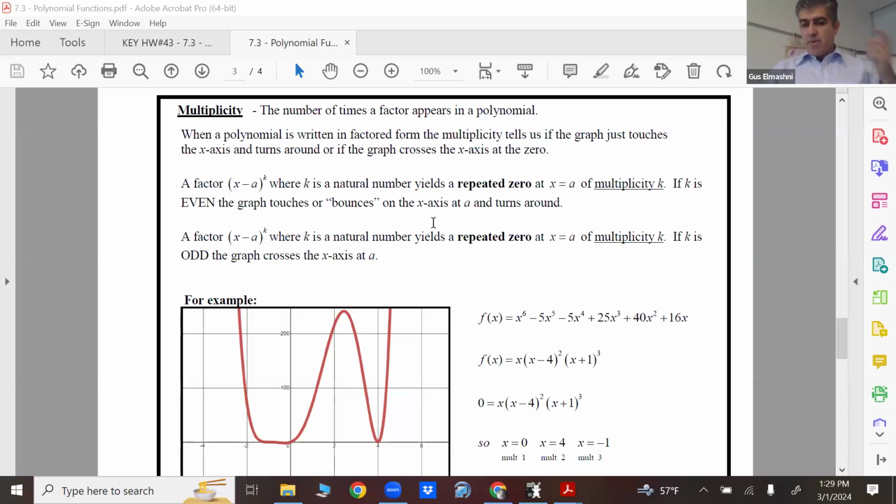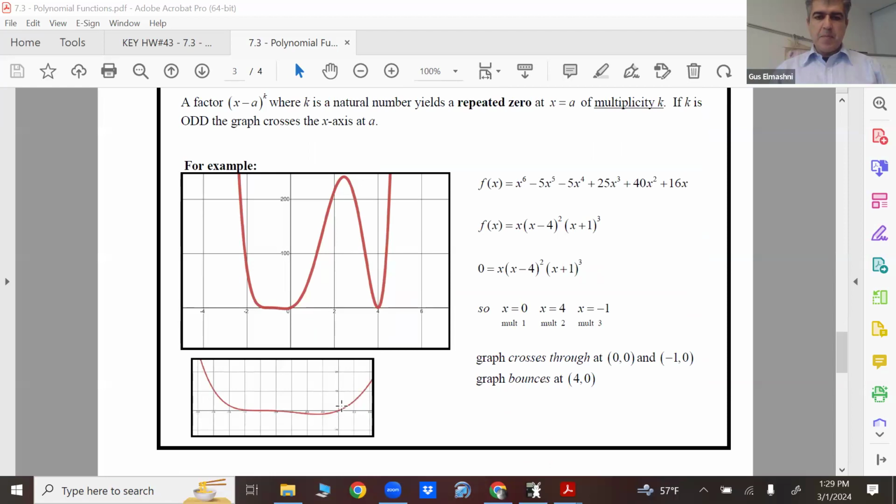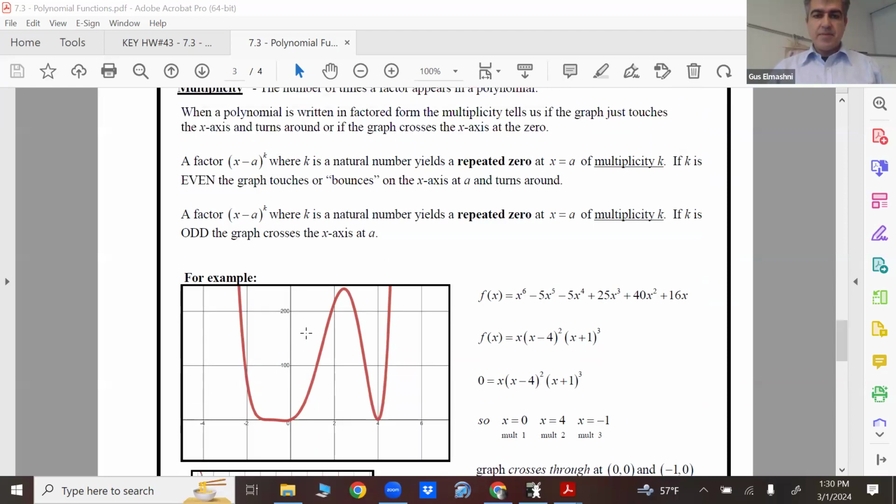So if you look at this example, it's already factored for you. Was there a question? No, you're good. All right. We see that 0 is an x-intercept as well as 4 and -1. But the 4 happens twice. The -1 happens 3 times. Yeah, it's kind of hard to tell, but there are 2 x-intercepts there, just really close together. So you always cross at odd multiplicities. Very important. Odd multiplicities always cross. Even multiplicities always bounce.